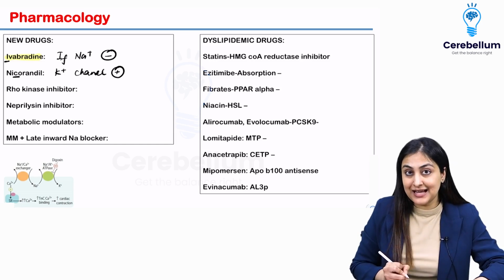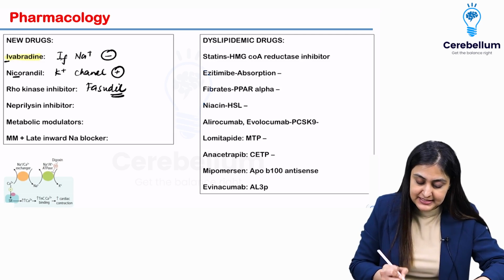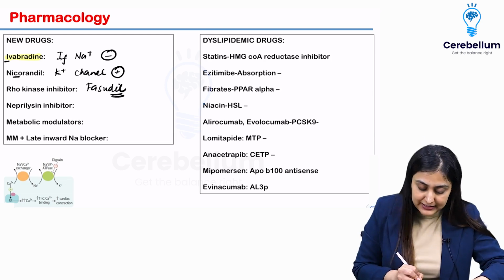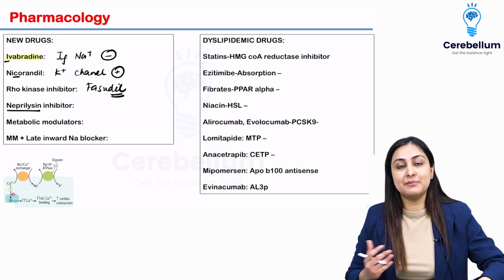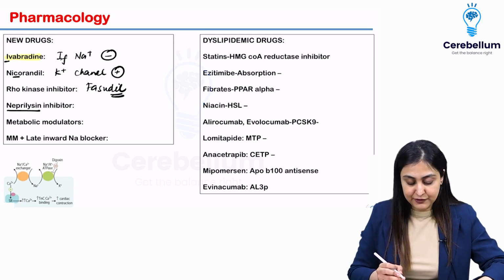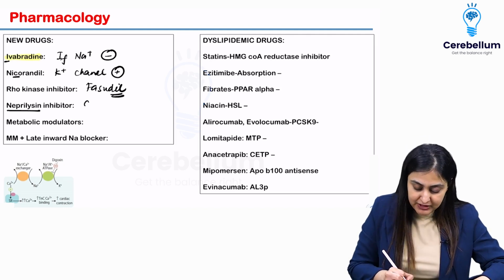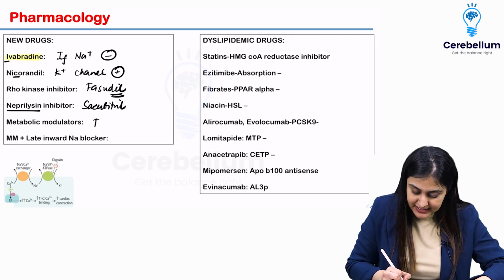What is a Rho kinase inhibitor? Rho kinase inhibitor, remember, is fasudil. Dil se yaad rakho, dil ka drug, alright. So Rho kinase inhibitor, fasudil. Neprilysin is the enzyme which causes breakdown of different substances like bradykinin, substance P, and further causes vasodilation. So this is neprilysin inhibitor. Remember the name, sacubitril, alright. So this is sacubitril.